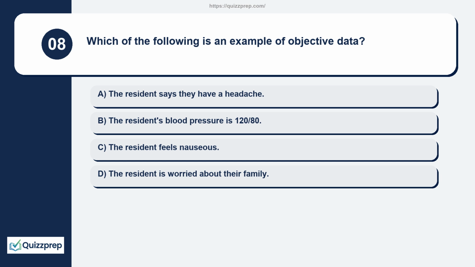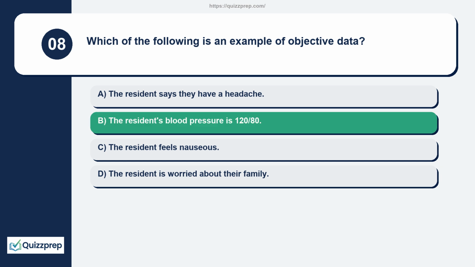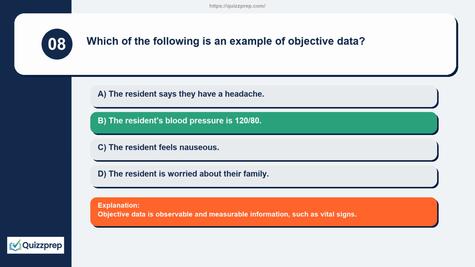Question 8. Which of the following is an example of objective data? The resident says they have a headache. The resident's blood pressure is 120/80. The resident feels nauseous. The resident is worried about their family. Objective data is observable and measurable information, such as vital signs.